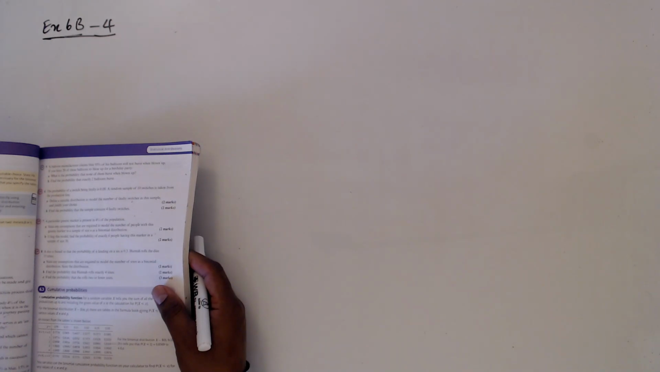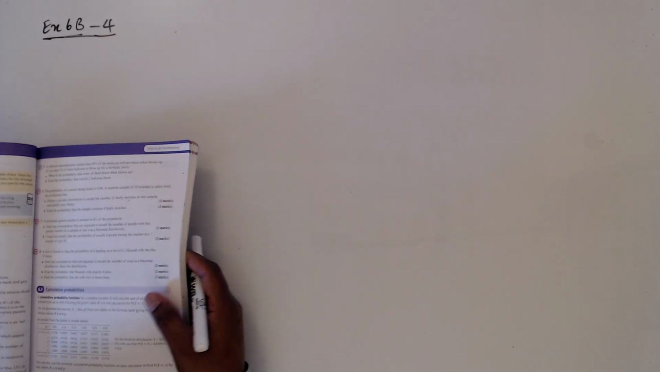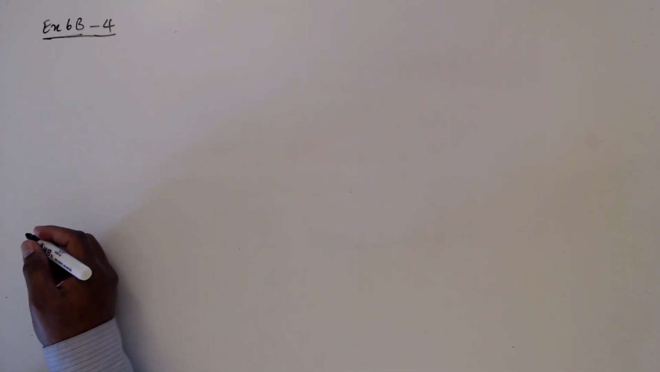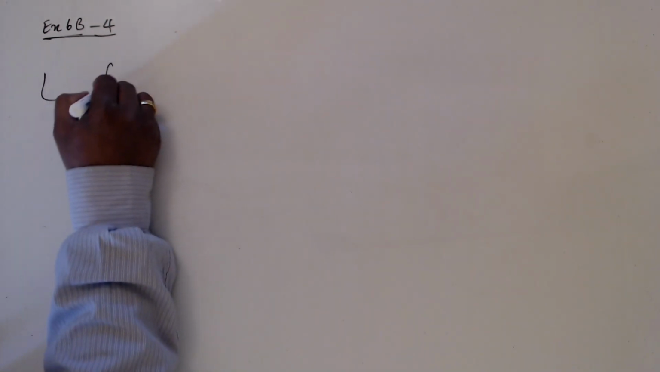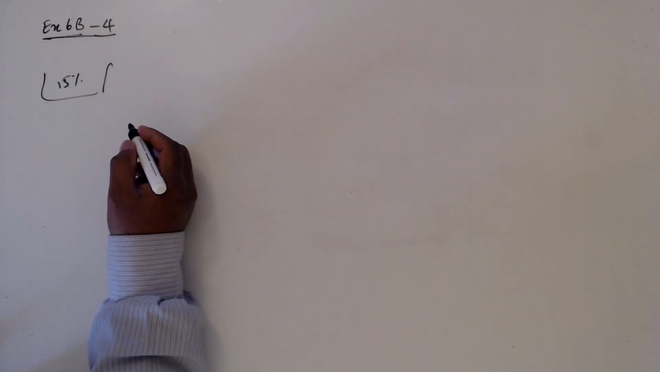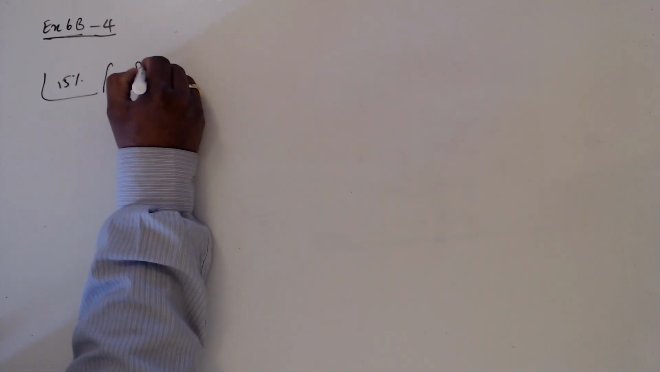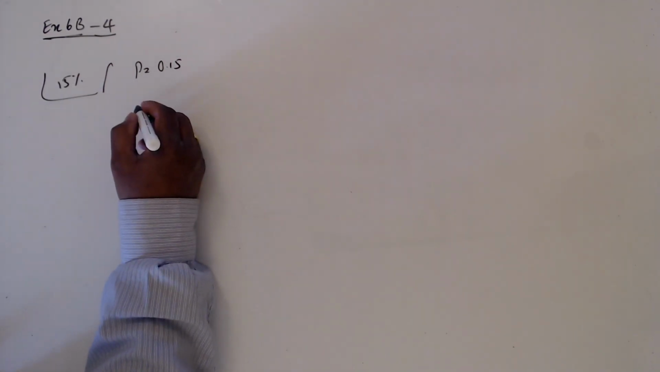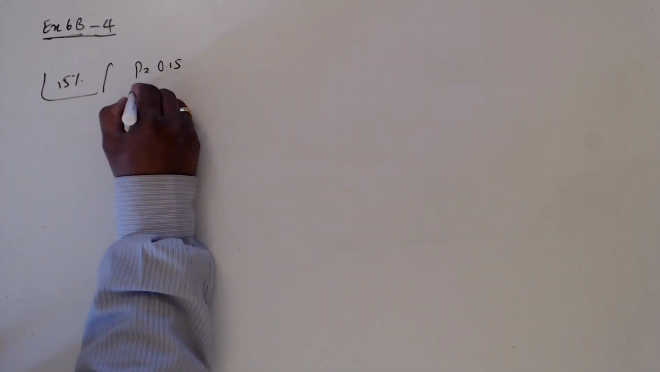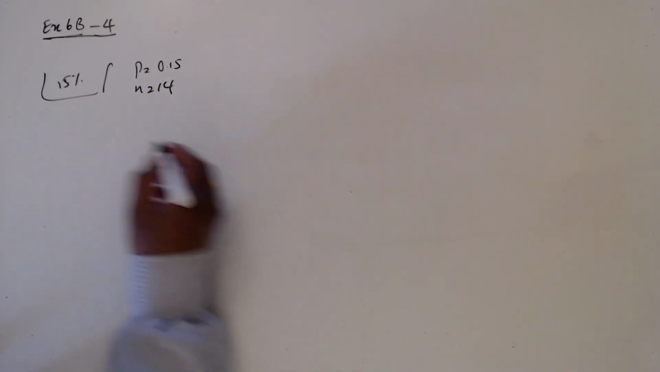Question number 4. State which of the following can be modeled by the binomial distribution and which cannot. Part A: given 15% of people have blood that is rhesus negative, model the number of pupils in a statistics class of 14. So the probability of having rhesus negative is 15%, so p is 0.15, and we have a sample of 14 students, so n equals 14.